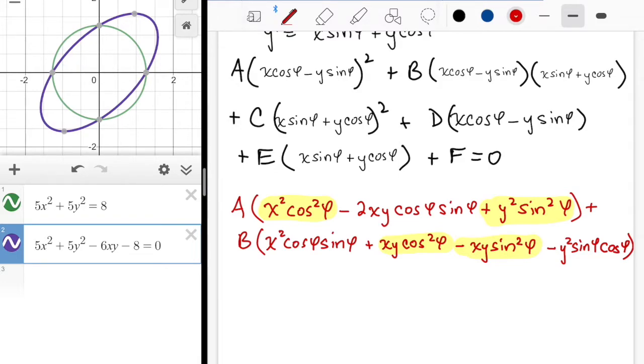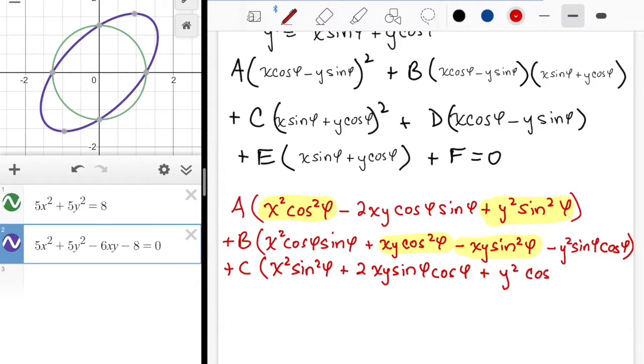The c term. All right, so you know what I'll do, just for consistency, I'll make the plus go here. Then I'll throw the plus down here with a C. x squared sine squared phi. Outer xy, there's two of them. Sine phi cosine phi plus y squared cosine squared phi.